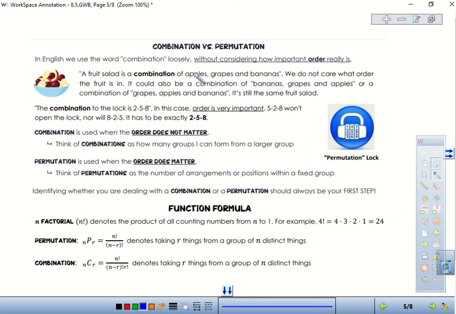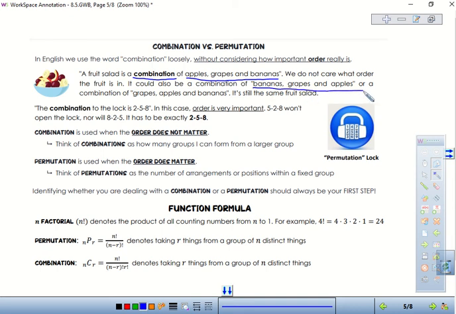So say you have a fruit salad and you add apples, grapes, and bananas. You might call this a combination, but it's actually not a combination, it's a what? Permutation. It's a permutation because, well, wait a minute, just kidding. Never mind, I'm saying it backwards. This is a combination because we don't care about what order the fruit is in, okay?